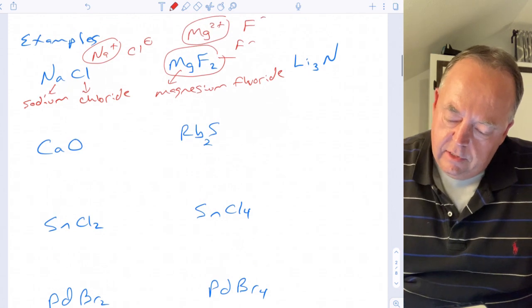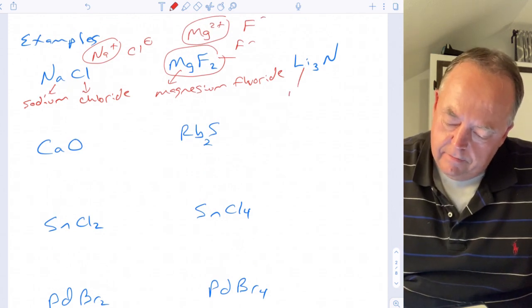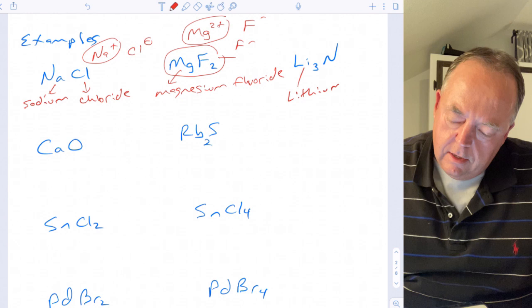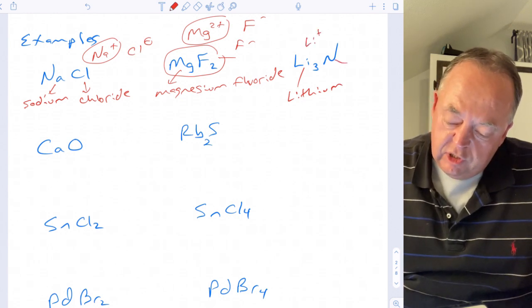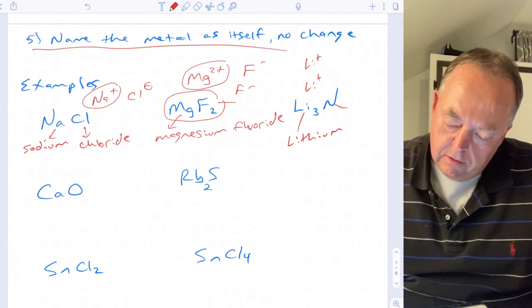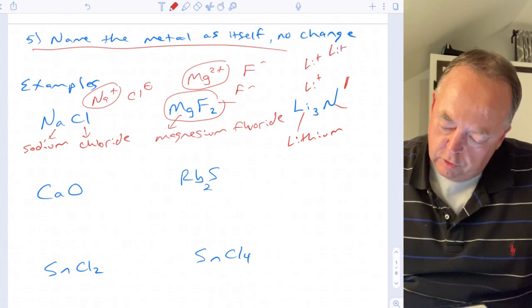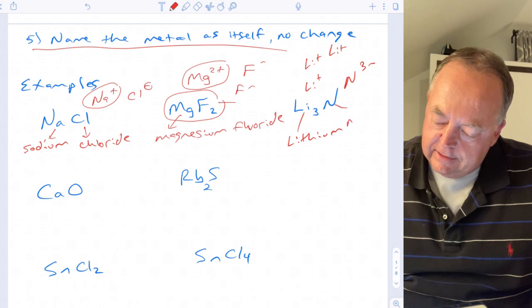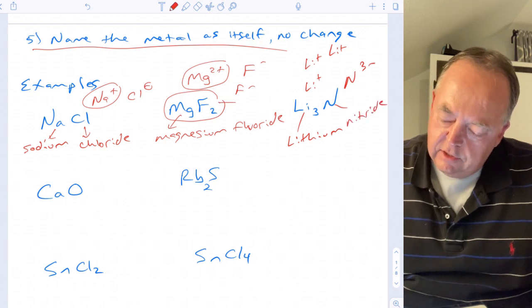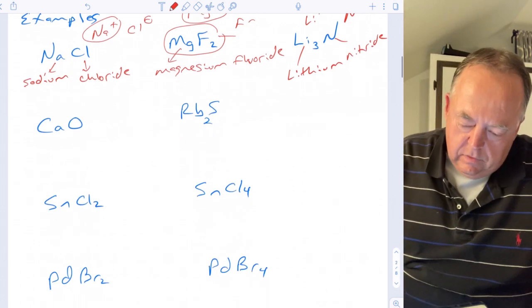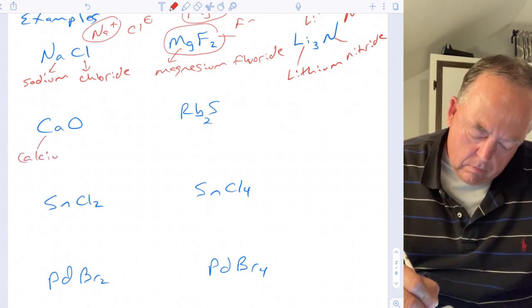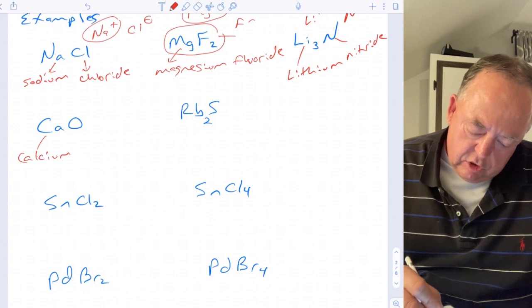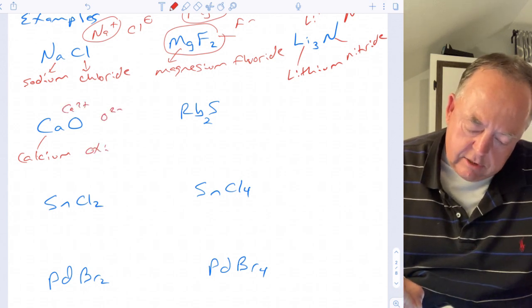So here, Li is lithium. And then nitrogen would become, so this is really Li plus, right? There's 3 of them. And this is really N3 minus, and N3 minus is nitride. So that would be lithium nitride. Okay, so Ca is calcium. And then oxygen, so this is really Ca2 plus and O2 minus, and O2 minus is oxide.